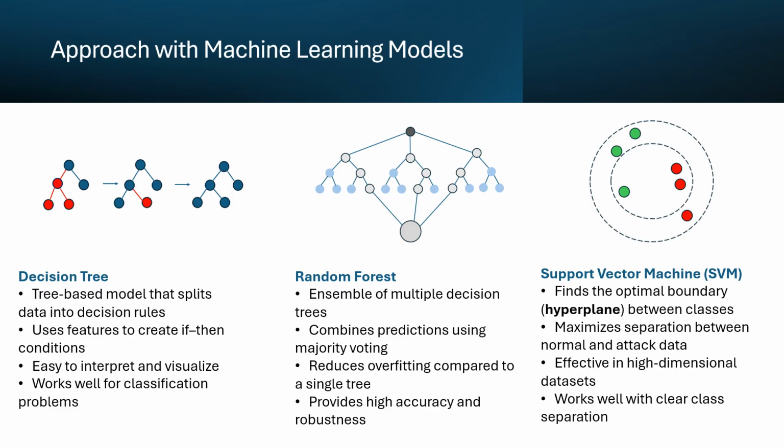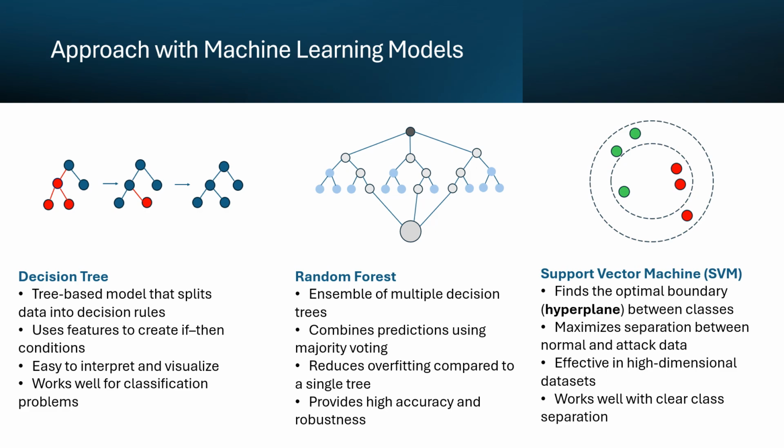Machine learning models. In this study, we evaluate several machine learning models to classify network traffic. First, decision trees operate like a flowchart, where decisions are made through a sequence of rule-based splits. This makes them highly interpretable and easy to understand.